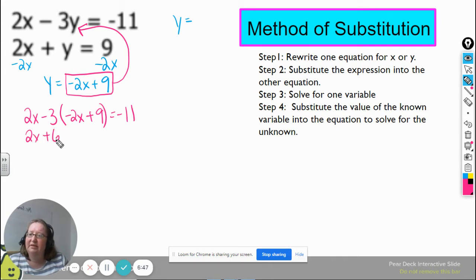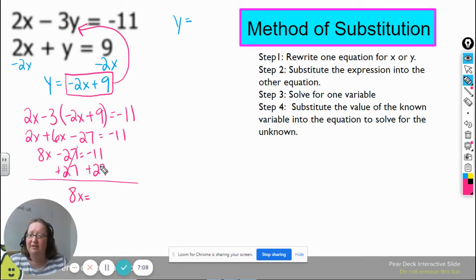2x plus 6x, just distributing here, minus 27 is equal to negative 11. And that's going to give you 8x minus 27 is equal to negative 11. Just solving my two-step equation here. 8x. If this is going too fast for you, you know you can re-watch.